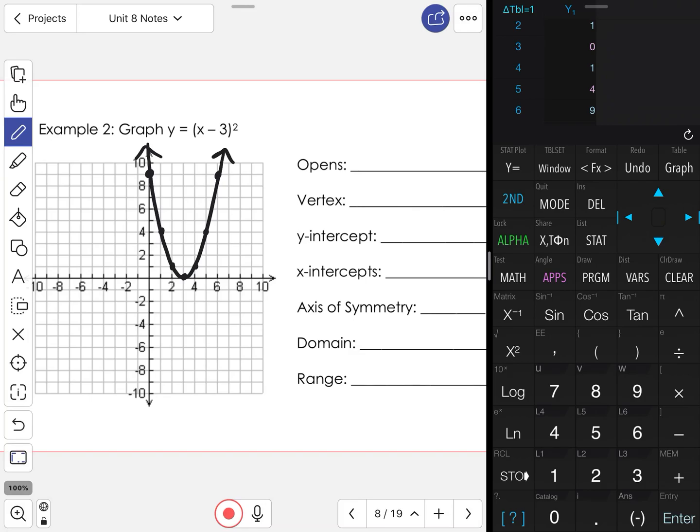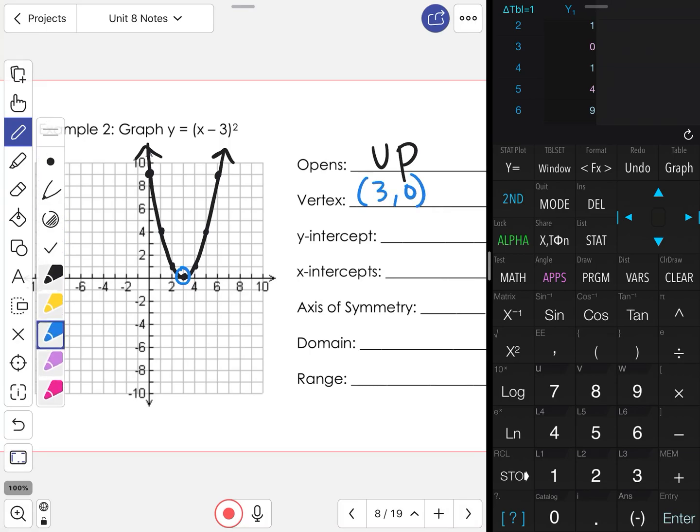And we can see that it still opens upwards. And our vertex is down here at the lowest point of our graph, which was the point 3, 0. So our vertex is a minimum at 3, 0.